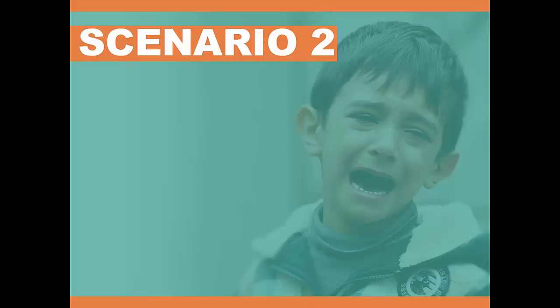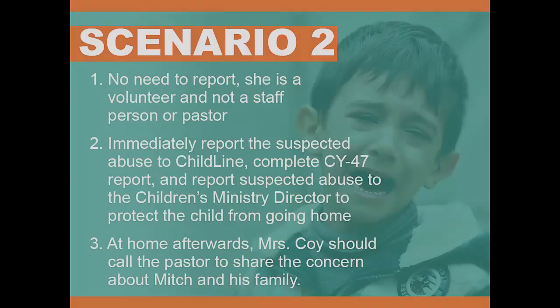Scenario 2. Mrs. Coy, an adult helping at VBS, notices a student in her group, Mitch, is wearing long sleeves, despite the warm weather outside. When Mitch rolls up his sleeves in the sun, Mrs. Coy sees bruises and open wounds on his forearm. As the night ends, Mitch cries and tells Mrs. Coy that he is scared to go back to his house. What should Mrs. Coy do?